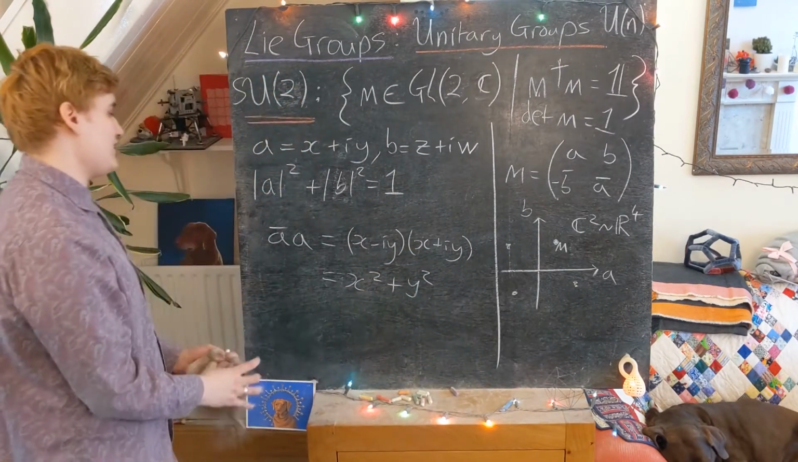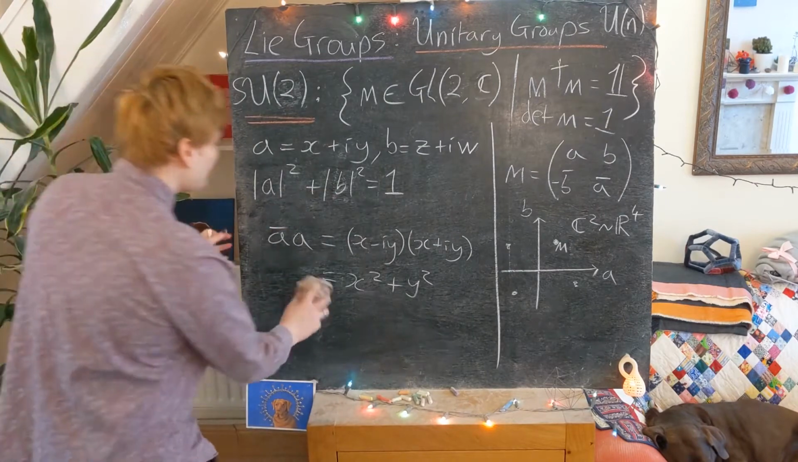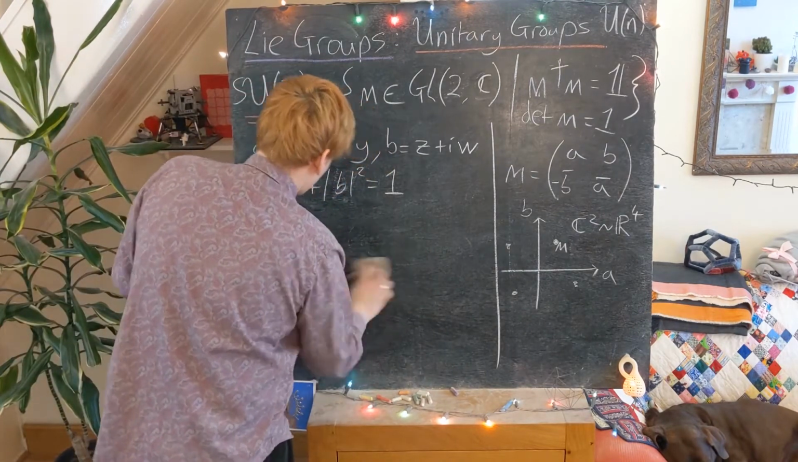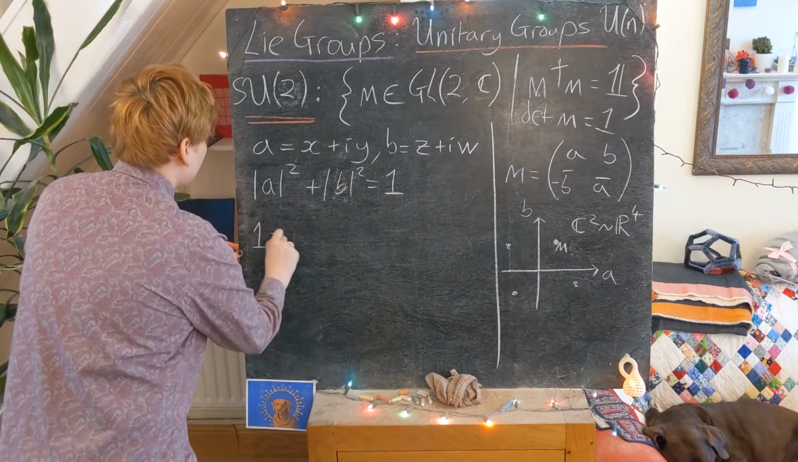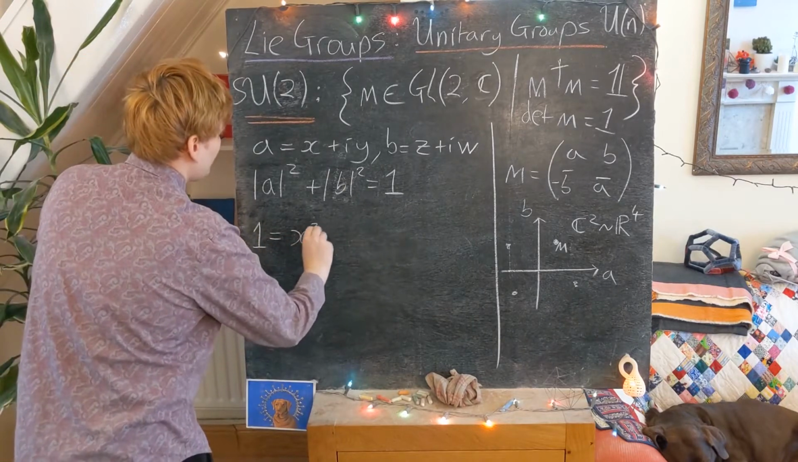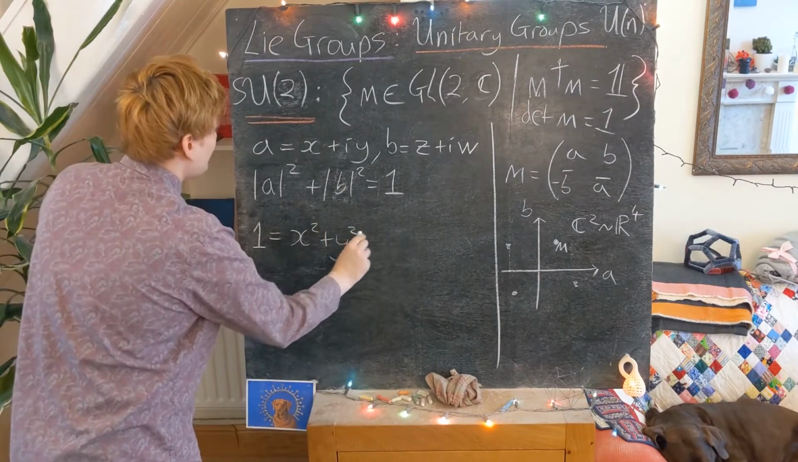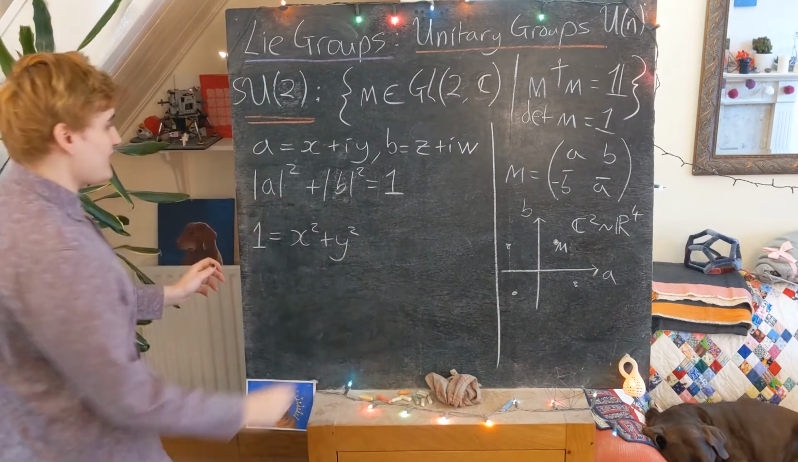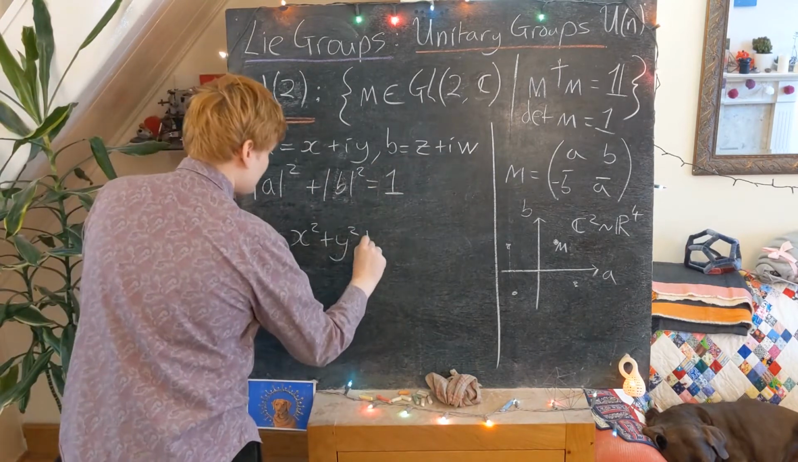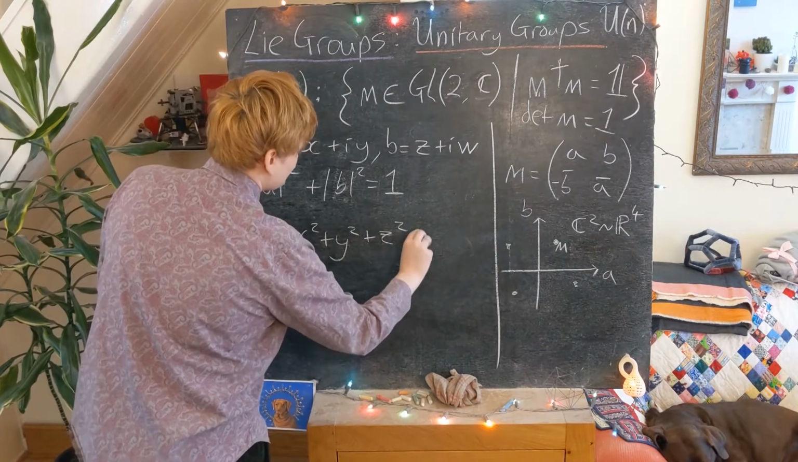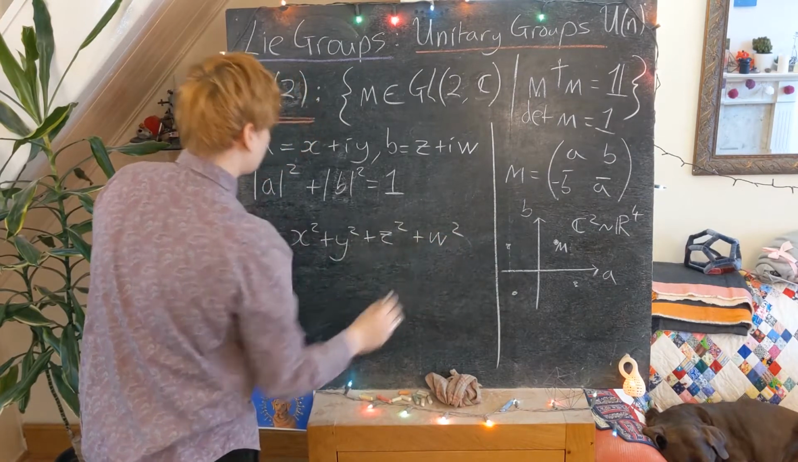And so what we can realise this condition is now saying is the following. So we're going to have that 1 is equal to x squared plus y squared. That was the modulus of a squared. And then the modulus of b squared is going to give me z squared plus w squared.